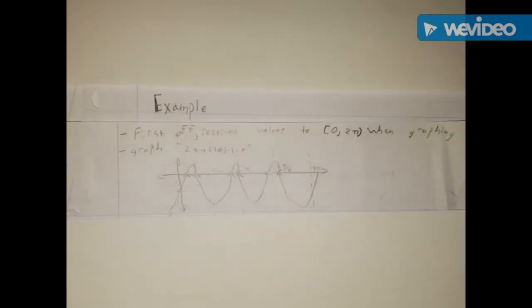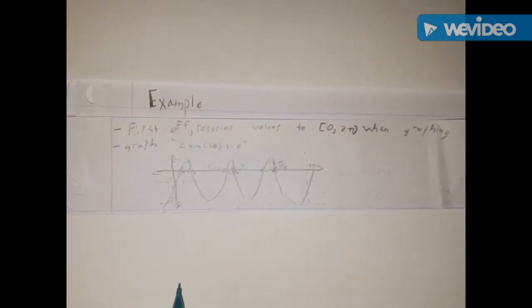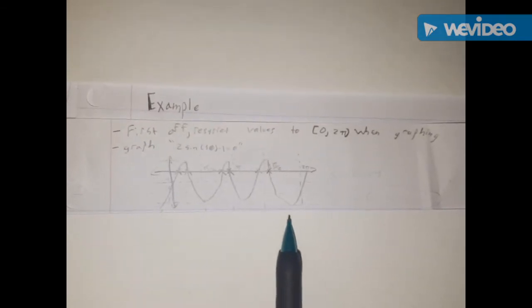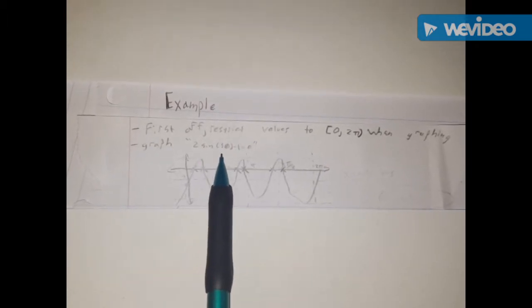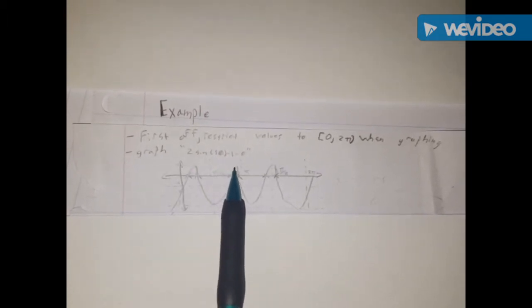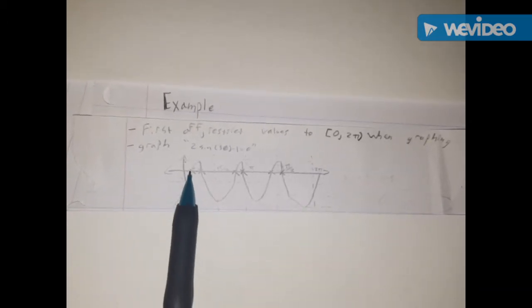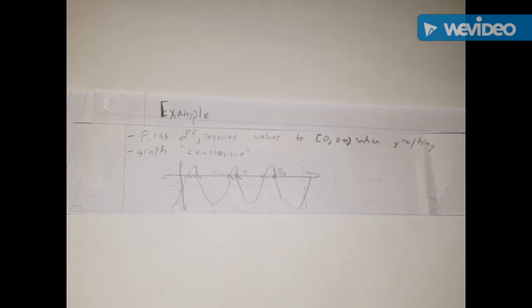First off, when you're solving these equations, you want to limit your values to 0 to 2 pi. And if you were to graph 2 sine 3 theta minus 1, this would be the graph you get. And where it crosses the x-axis are the solutions. And that's what we need to find.